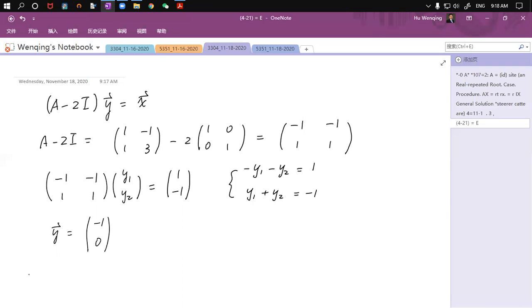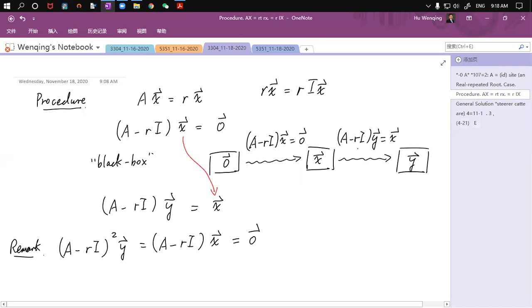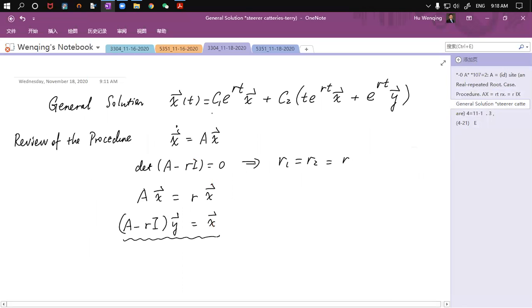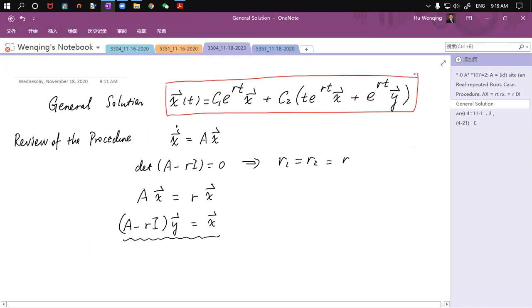Okay, so according to our procedure, the next step is to get the general solution. So the general solution is going to be x of t, I mean this formula. This formula here is something that you have to remember before you enter the exams. We do not give you this formula on the exam, but you have to memorize it by yourself.